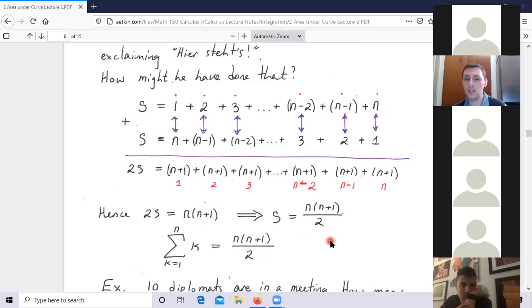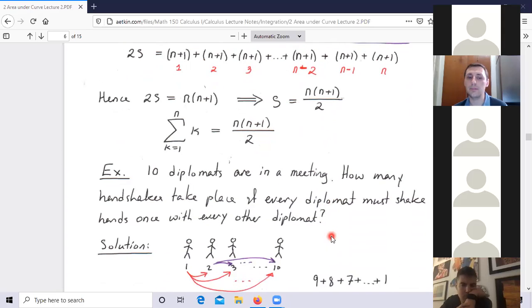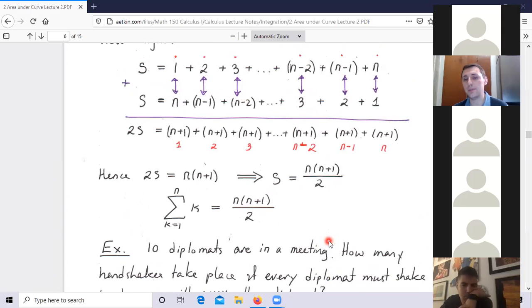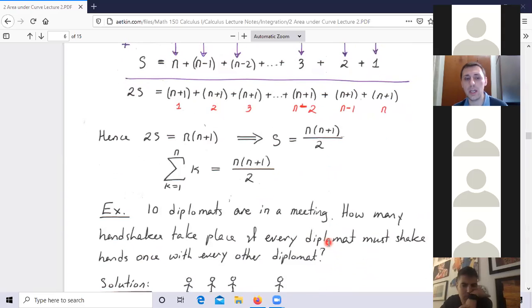Good? Here is a simple example. 10 diplomats are in a meeting. How many handshakes take place if every diplomat must shake hands with every other diplomat exactly once? You understand? 10 diplomats are in the meeting, and each of them has to shake the hand of every single other guy. How many handshakes take place?